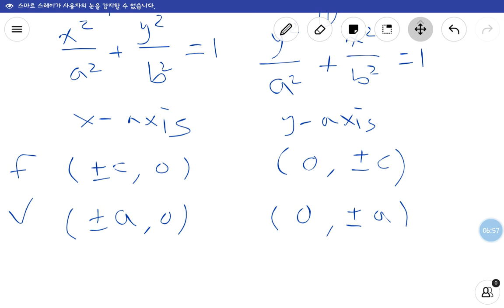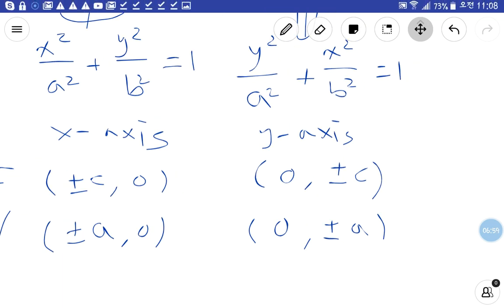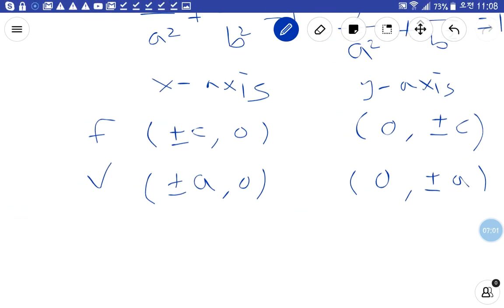So the semi-major axis is going to be A, and then the semi-minor axis is going to be B. This is major and then minor. The minor axis is the opposite way. It's the chord through the center perpendicular to the focal axis. That's going to be the minor axis.